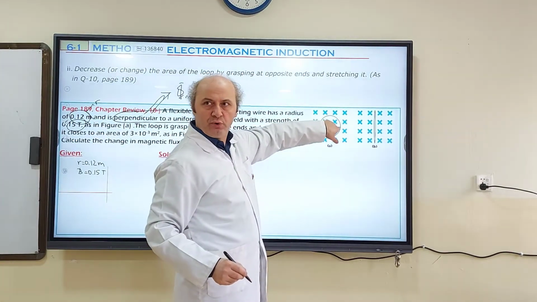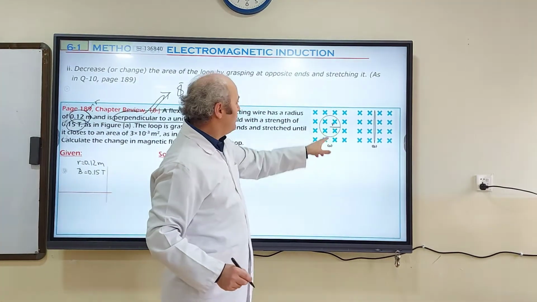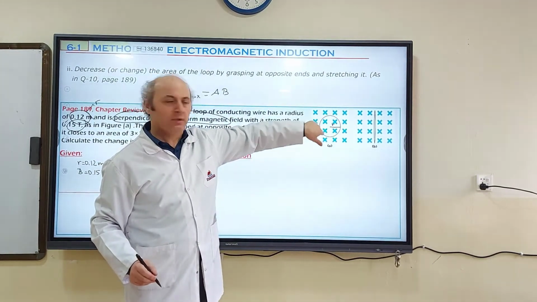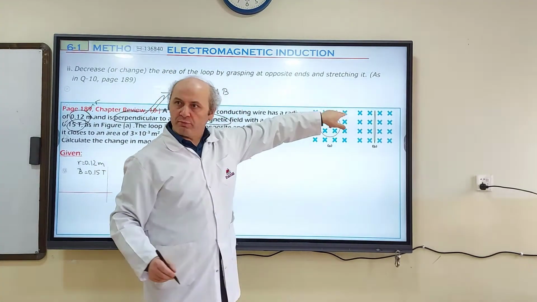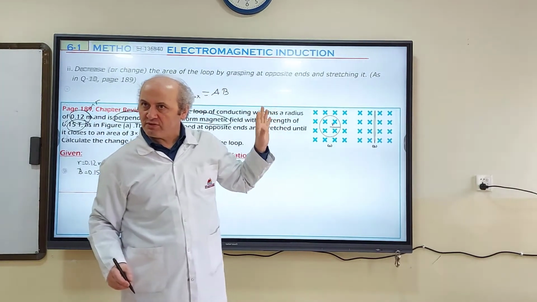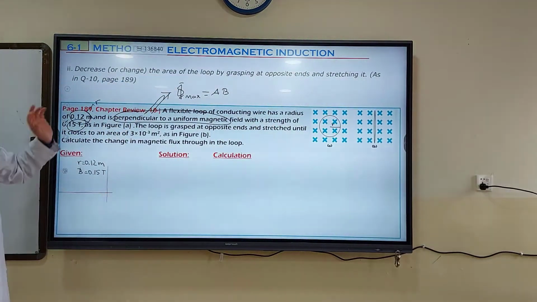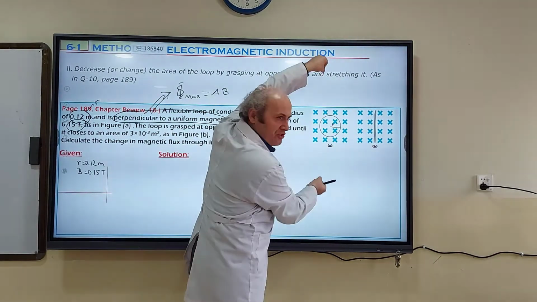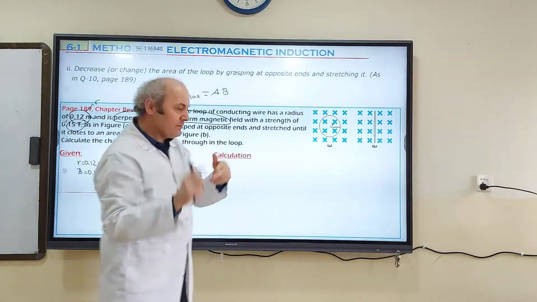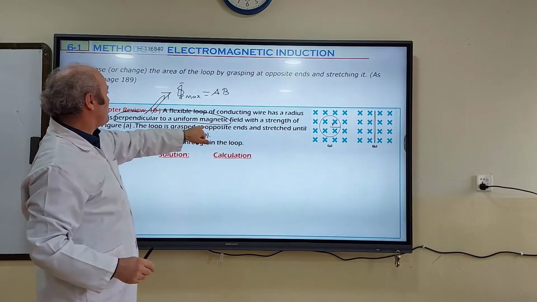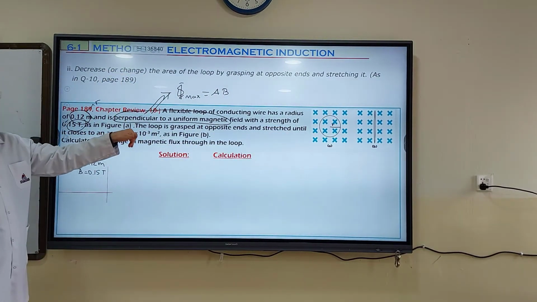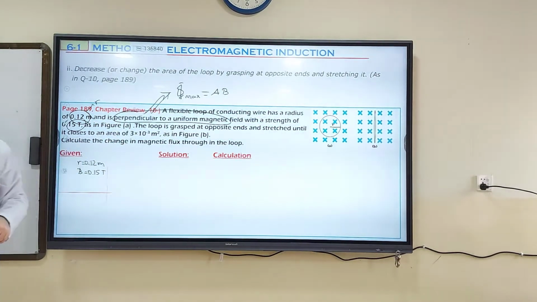As in the figure, this figure is given in the book, in the question. You see the magnetic field lines cross into the page. The loop is in the plane of the page, so the loop is perpendicular to the magnetic field lines. The loop is grasped at opposite ends and stretched, as I did. The loop is grasped at opposite ends and stretched until it has an area of 3 times 10 to the power negative 3 meters squared.